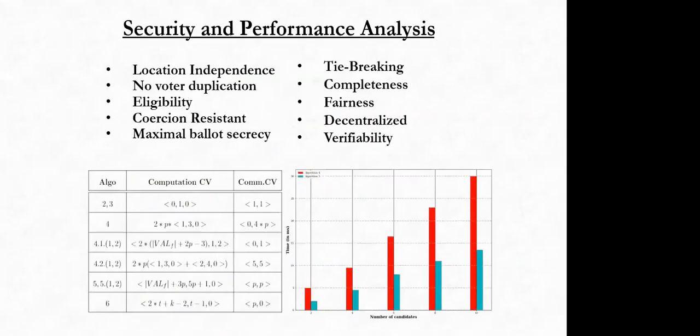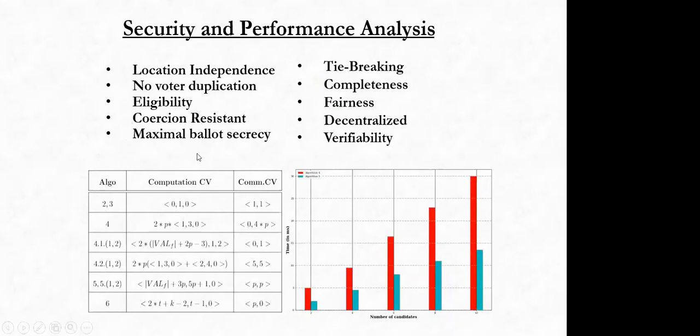So these are the security and performance analysis. There is location independence. We have a master share which is independent of the constituency location. You can cast from any location. No voter duplication. Voters cannot cast their votes twice because, as I said, one database is controlled by the constituency authority. Eligibility: those who are not above 18 years old definitely will not be able to cast the vote because they would have been verified by the verification authority. Coercion resistance: one voter will not be able to prove to another voter what kind of score he has cast. So that is very important for assuring fairness in election.